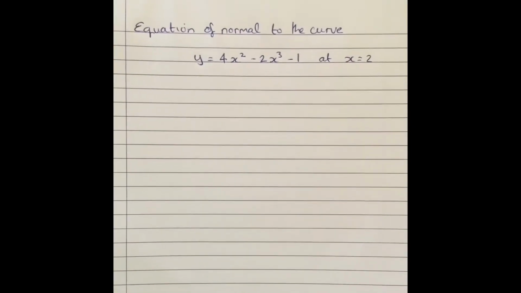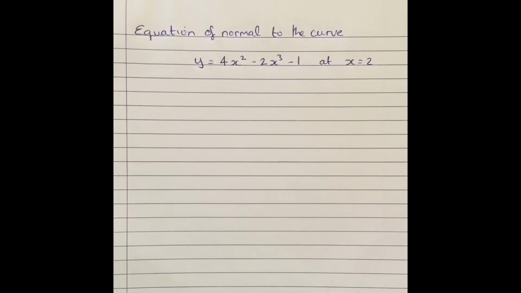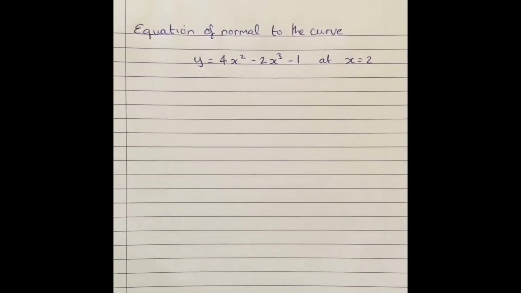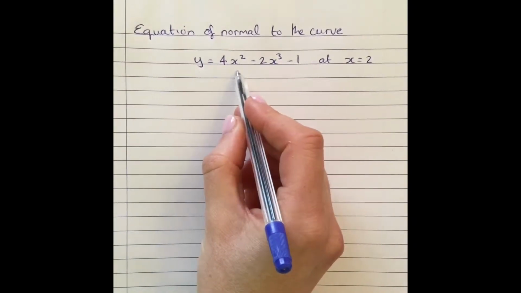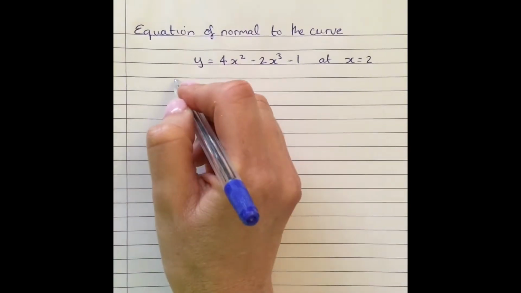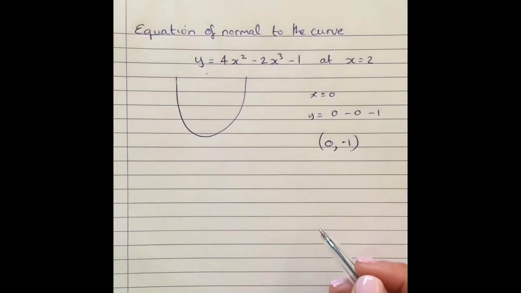This question is from a C1 paper, May 2011. You have to find the equation of the normal to the curve y equals 4x squared minus 2x cubed minus 1 at x equals 2. This is a positive quadratic graph, so you would expect it to be U-shaped. It just gives us an idea of the shape of the curve.